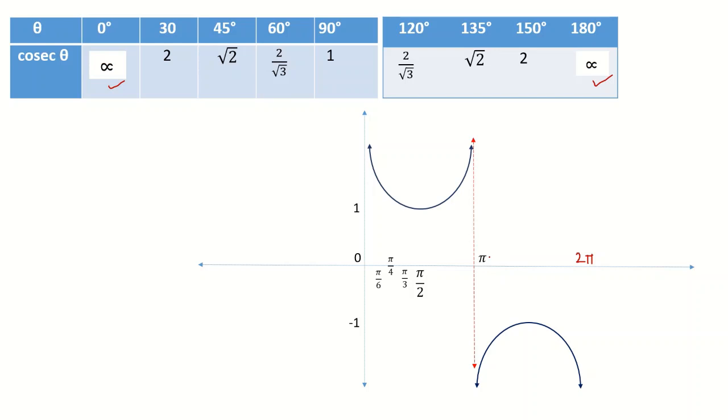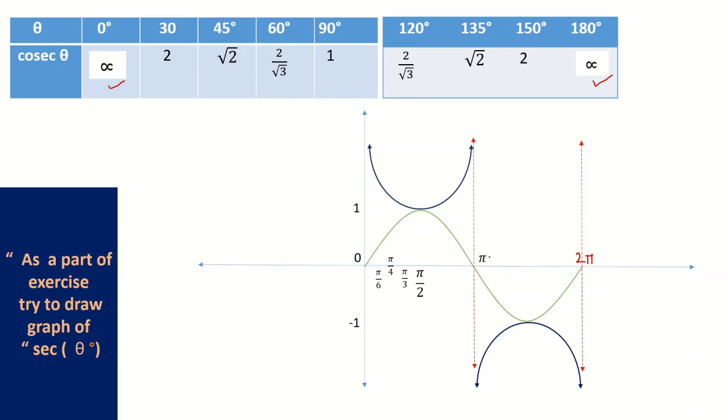And now let us overlap this function with the sine function graph. This will help you to compare how the sine function goes from 0 to 2 pi and how the cosec function goes from 0 to 2 pi. Now at the corner of the screen a question will appear. As a part of exercise, you have to try to draw the sec theta graph.